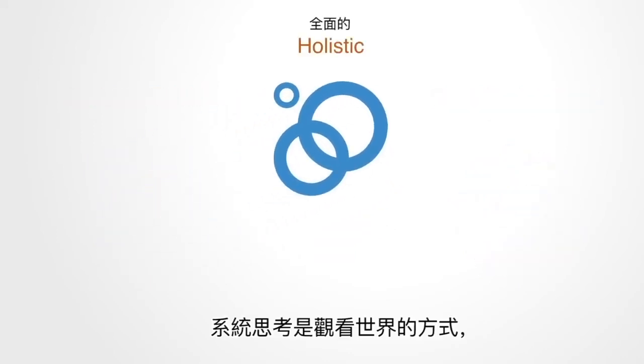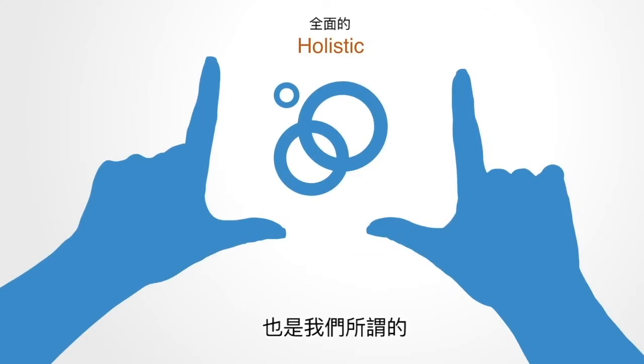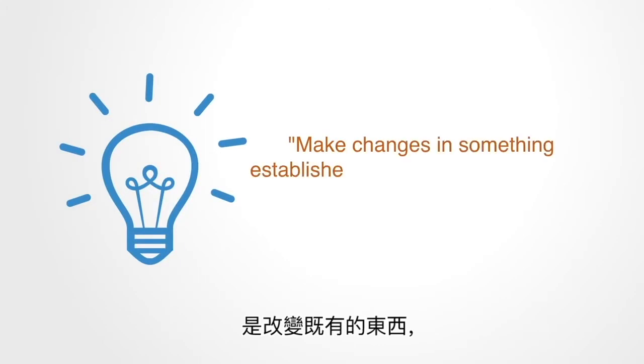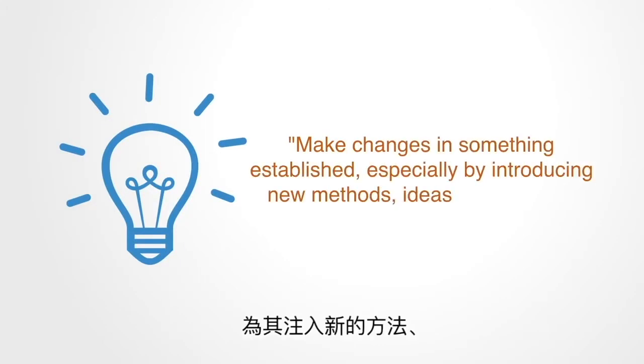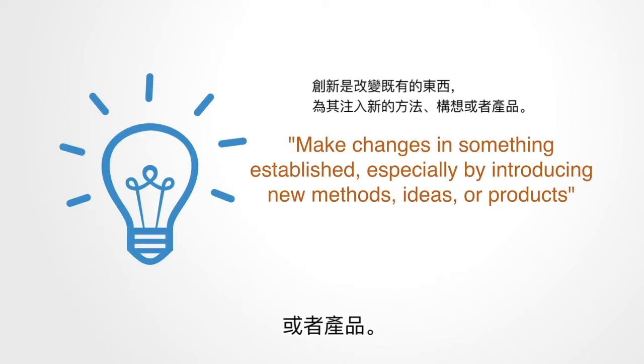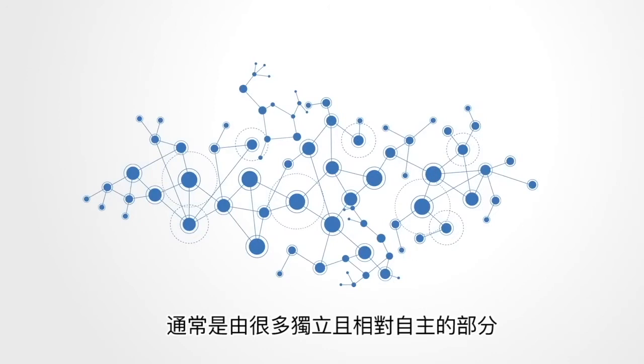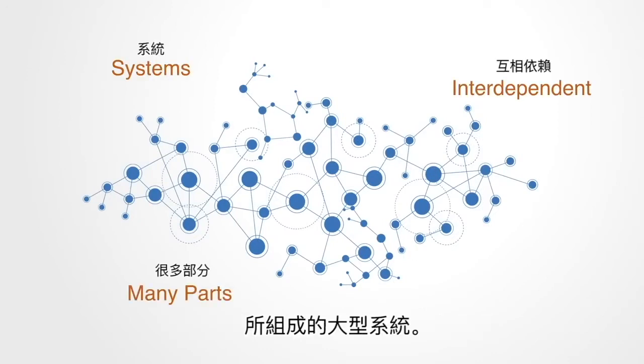Systems thinking is a way of looking at the world. It is what we call a holistic paradigm, meaning that it enables us to look at, analyze, and talk about whole systems rather than simply looking at their parts. According to the Oxford Dictionary, innovation is to make changes in something established, especially by introducing new methods, ideas, or products. A complex system is typically a large-scale system composed of many interdependent parts that are relatively autonomous.